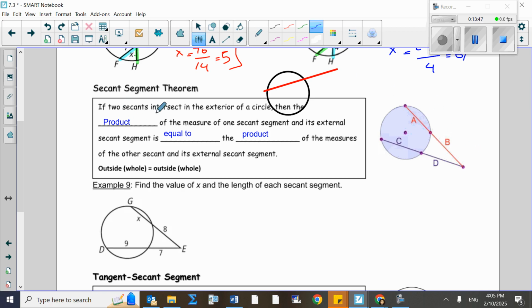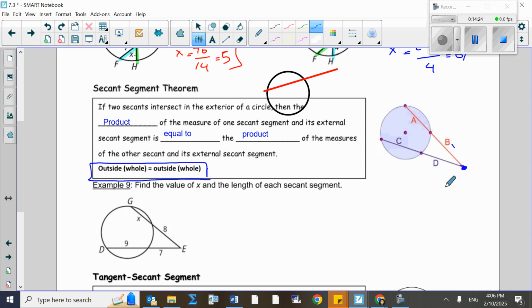Anyway, if two secants intersect in the exterior of the circle, so you see we have two secant lines, they're meeting each other at this point outside of the circle, then the product of the measure of one secant segment and its external secant segment is equal to the product of the measures of the other secant and its external secant segment. It looks a little bit confusing, but the whole thing basically is simplified here. Outside times whole is equal to outside times whole.